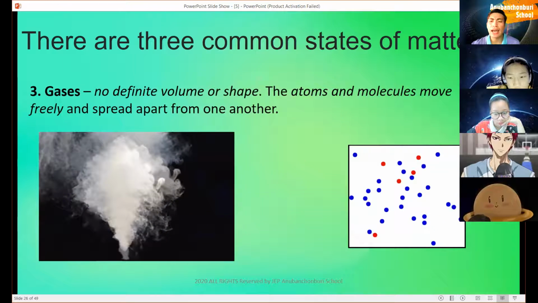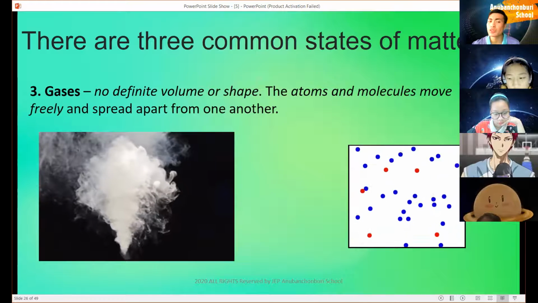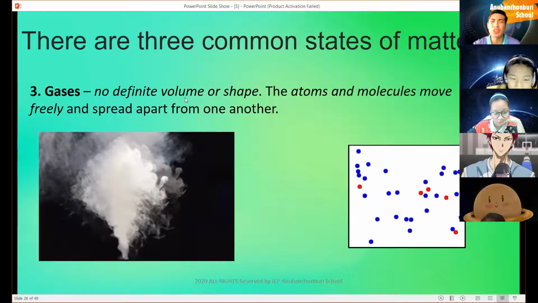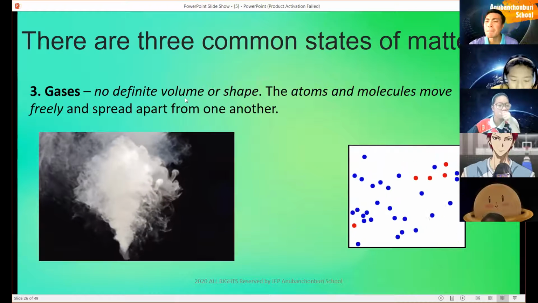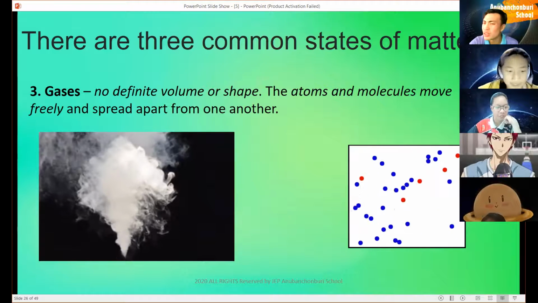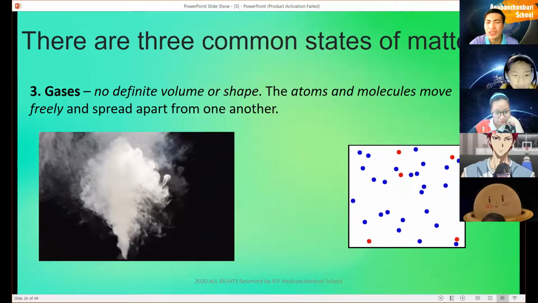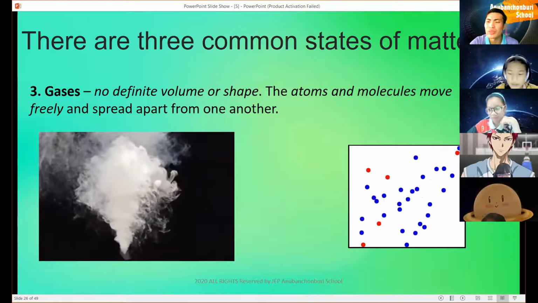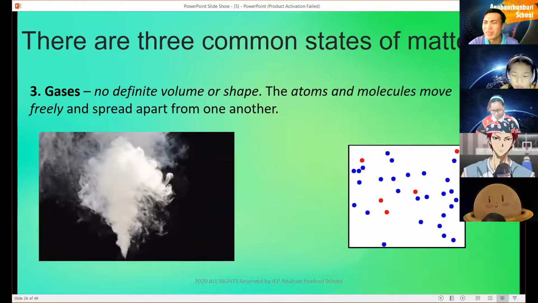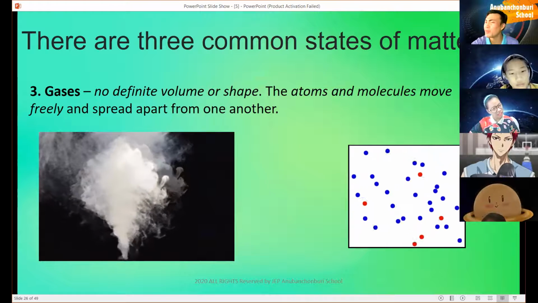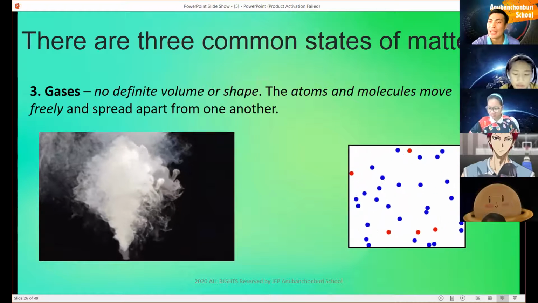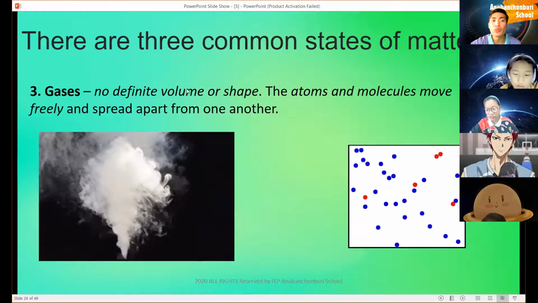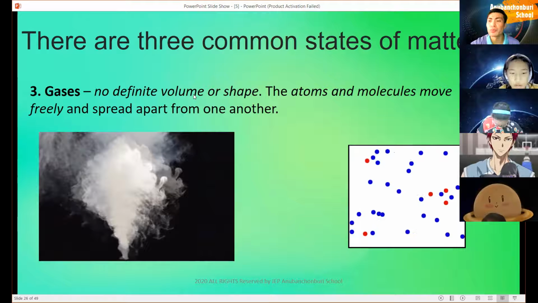And gas, on the other hand, has no definite volume. So what is volume again? What are the words that we can use to describe volume? Big, small, long, and short. Can you say, oh, the wind is very long? Oh, the wind is very big? We cannot say that because it has no what? No definite volume, right?